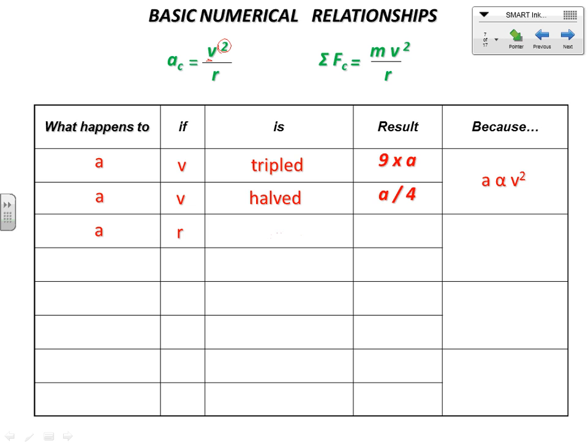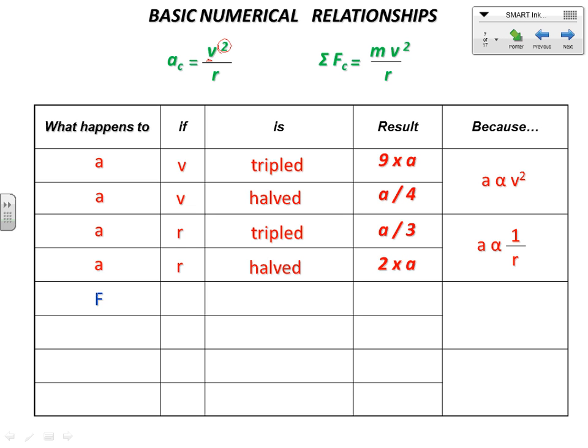What happens to A if R is tripled? Well, there's an inverse relationship between A and R, but it's not the inverse square like in gravitation. So all we do is divide A by 3. Whatever you do to one, you do the opposite to the other. That's the nature of the inverse relationship. What do you do to A if R is cut in half? Well, whatever you do to R, you do the opposite to A. We get twice the acceleration.